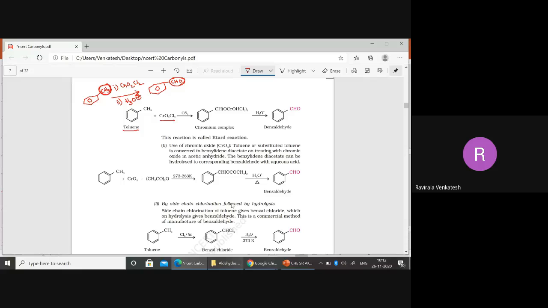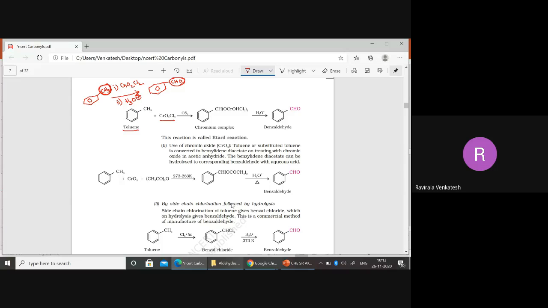So for them, methyl can be converted into aldehyde. But in this one, a disadvantage is there. You can't remember all these reactions like this. You may definitely get some doubts here. Whether I have to take Stephen reaction, whether I have to convert cyanide into aldehyde, Stephen reaction, Rosenmund reaction. Both may get confused.